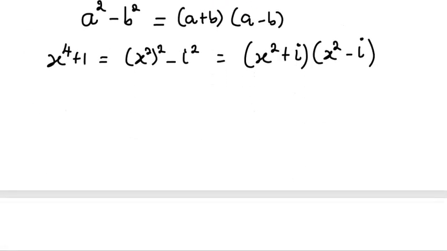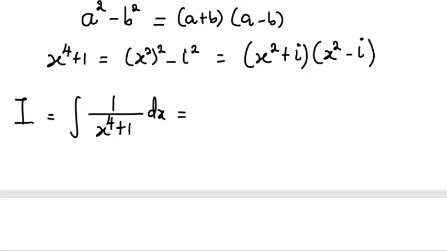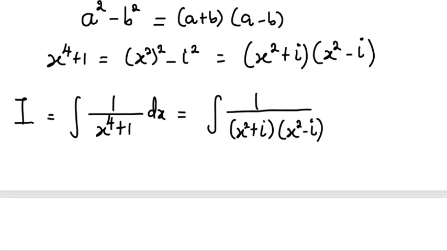So our integral I, it is an indefinite integral, right? So the integral of 1 divided by x raised to the power of 4 plus 1 dx is going to be equal to the integral of 1 divided by this product, x squared plus i multiplied by x squared minus i, right? And then we have dx.